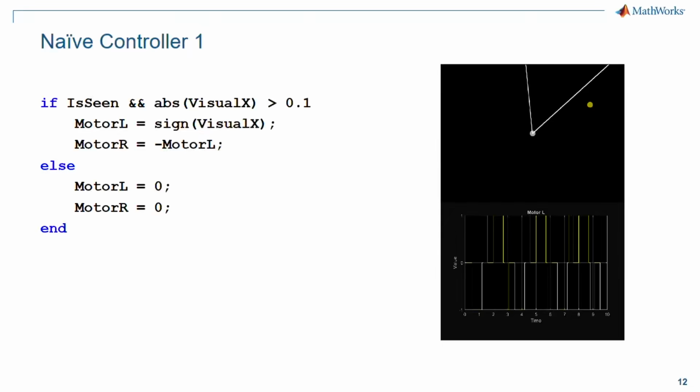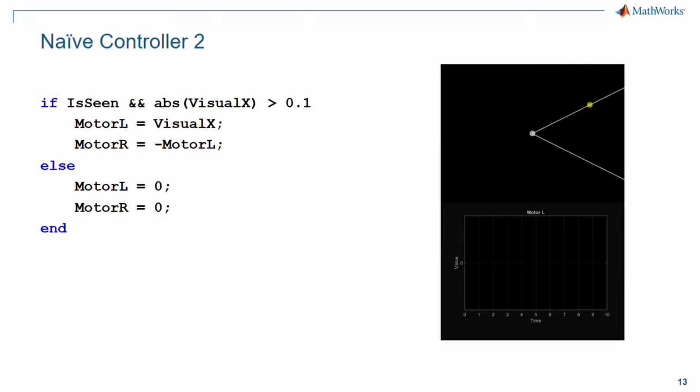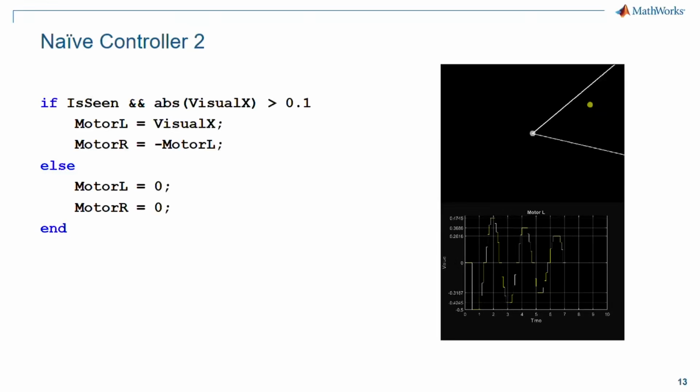Let's try something a bit more clever. Instead of full whack, why don't I scale the amount of power I give to each motor based on how far it is away from the center? So if it's way left, it's motor full whack. If it's a little bit to the left, I put a fraction of the power on. Let's see how this one does. So it converges. It gets close. But it's got this oscillatory motion. It's overshooting to the left, it's overshooting to the right. That's weird.